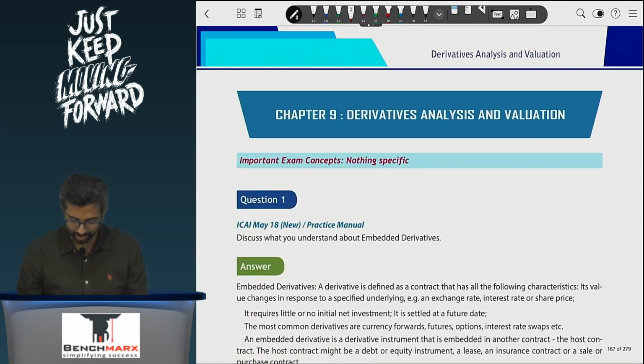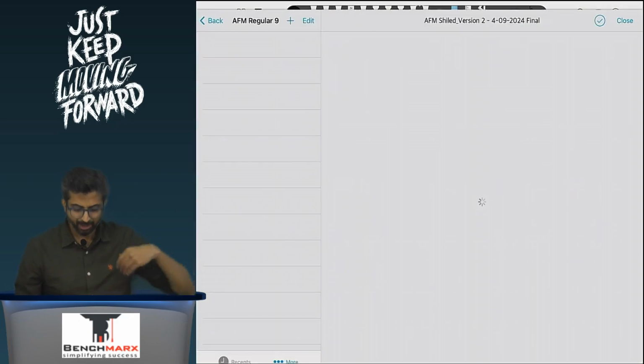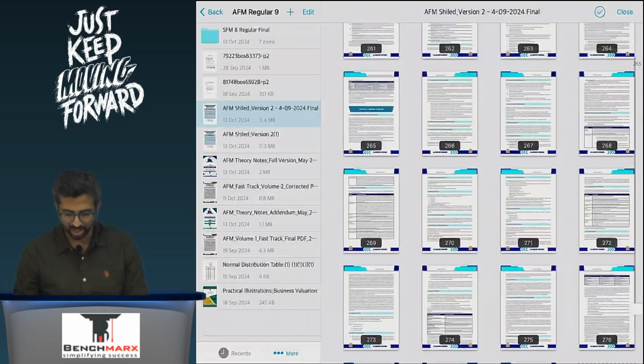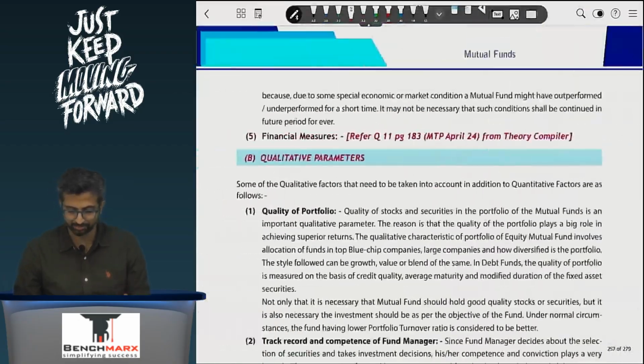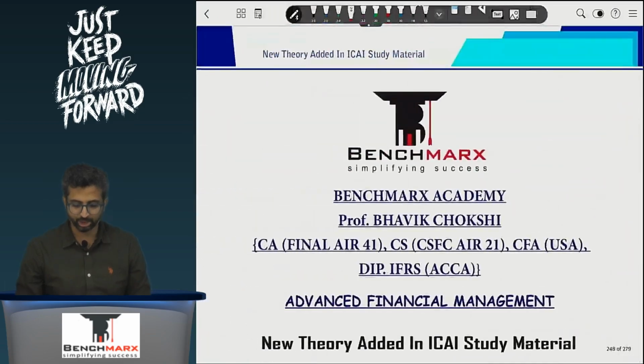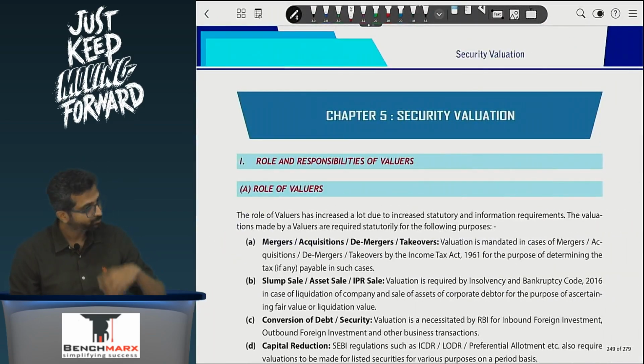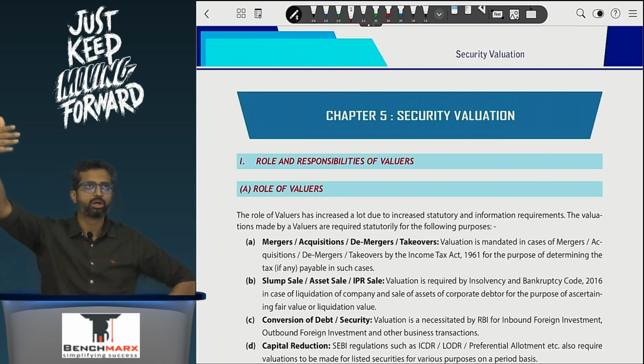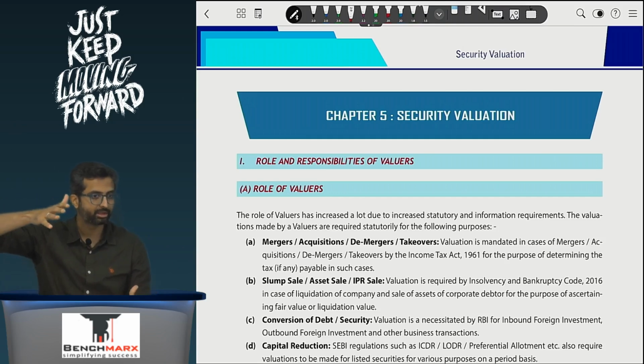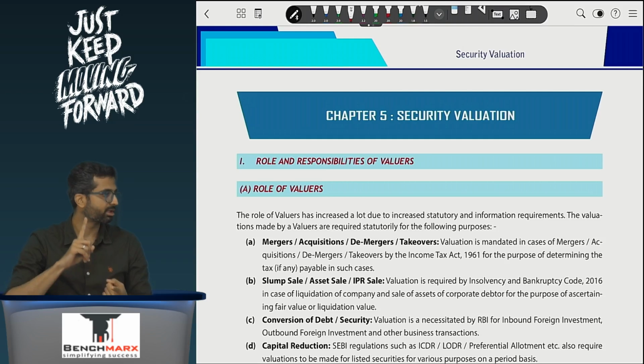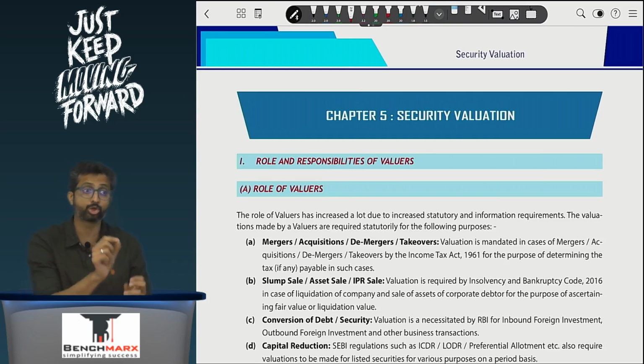Okay, now before we stop for a break and go, let us say, to derivatives on the other side, at the end of your Shield we have added some section regarding new theory added. Now this is not something which the institute has asked. So what we have tried to do is cover everything. The way this Shield, or this compiler, works is, you have your question bank which is from RTPs, MTPs, practice manual, exam questions, fully updated. So that is your set of questions including the institute study material questions.